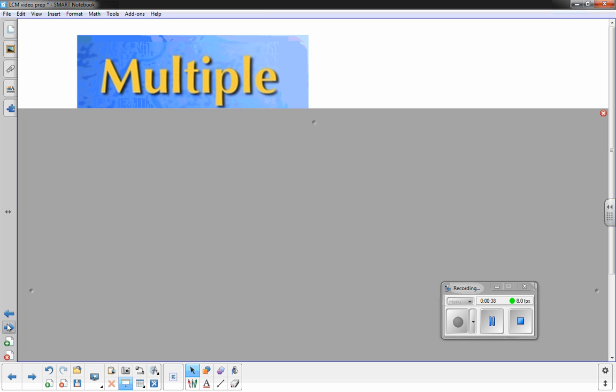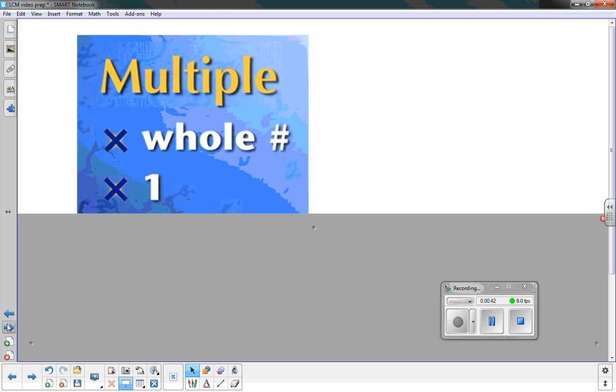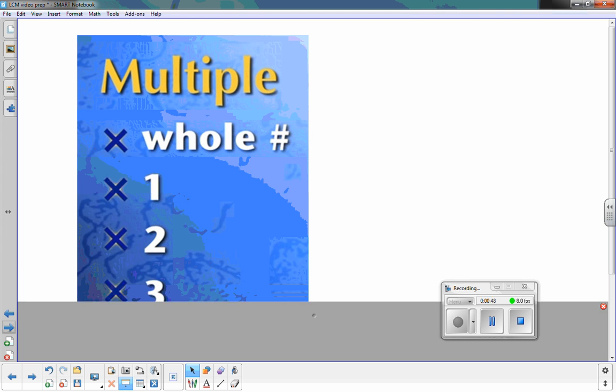When you think multiple, you're taking a whole number and multiplying it by another number. So I could take my whole number times 1, I could take my whole number times 2, and I could take my whole number times 3, and so on.